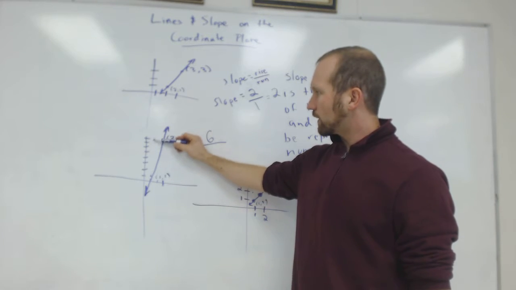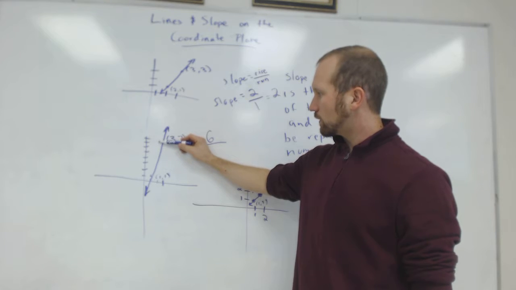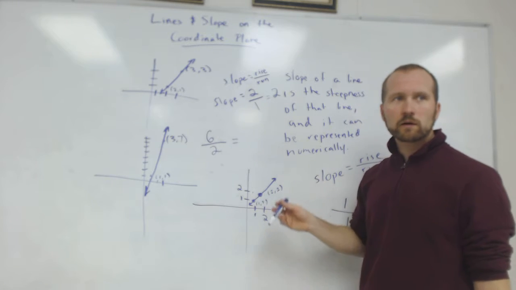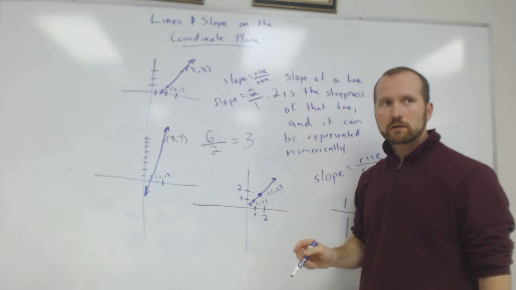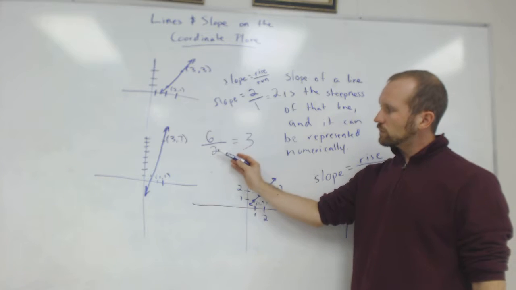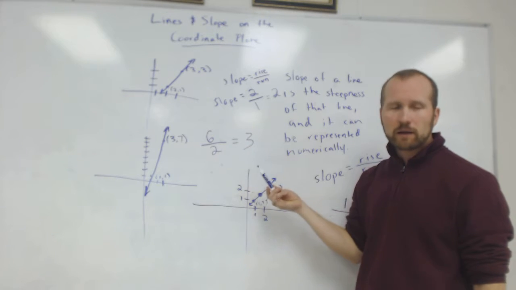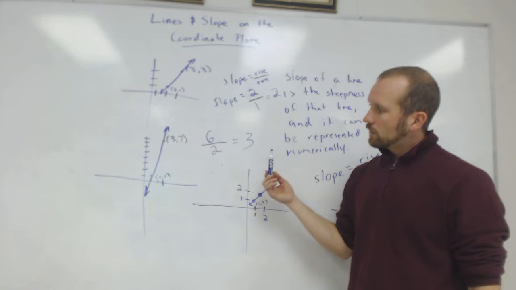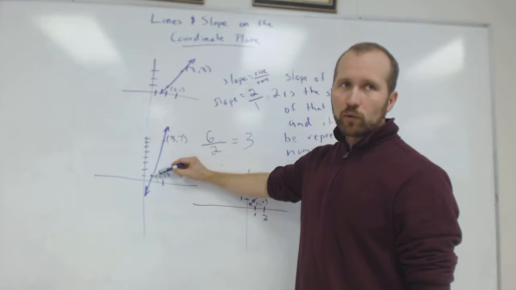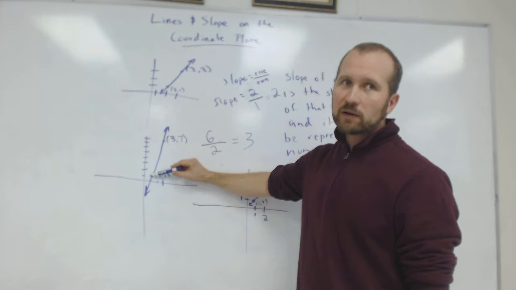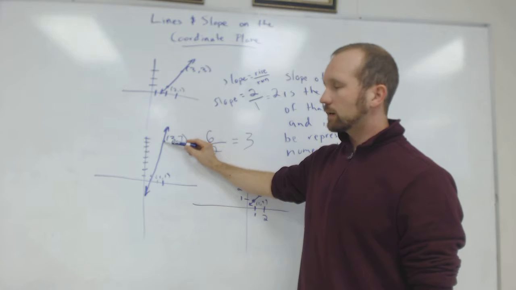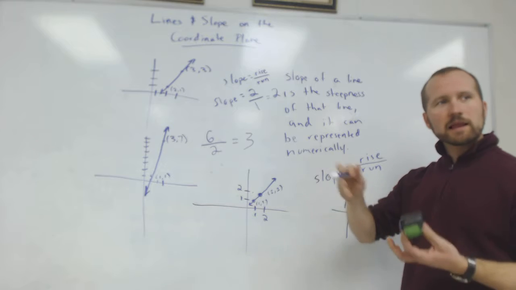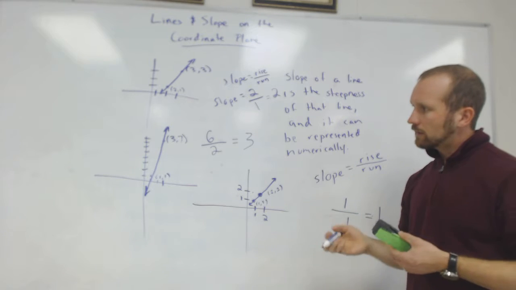And how much do I run? If I go up 6, now I have to go over 1, 2. So the slope of this line is 6 over 2 or 3. Right? 6 over 2 is the same thing as 6 divided by 2, which is 3. So to find the slope, I'm starting at one point. I'm counting how much I rise and how much I run to get to the next point. And this slope is telling me something about the steepness of the line.